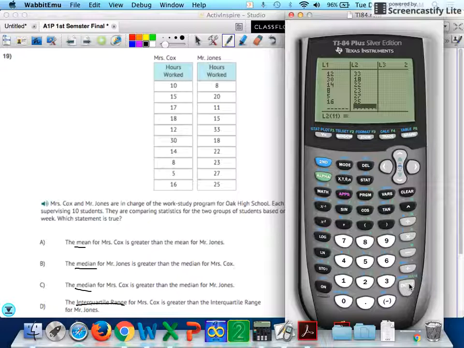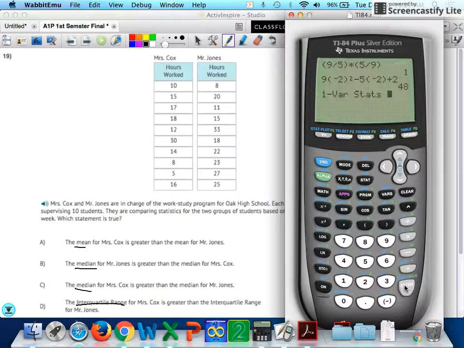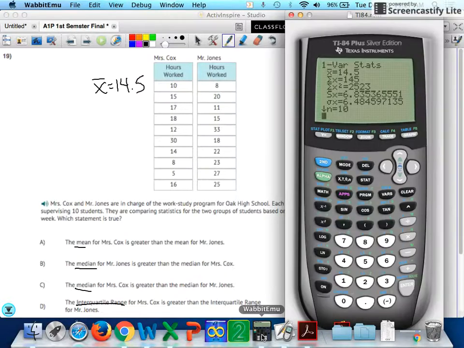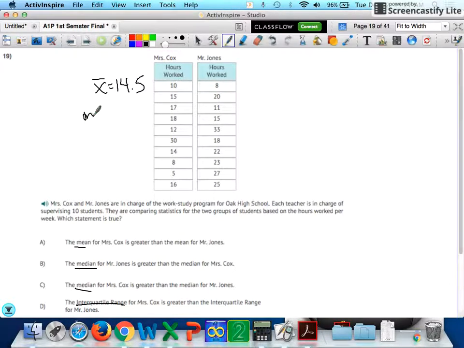Now with this problem, we want to compare their means, medians, IQRs, all that stuff. So stat, calculate, and I want to calculate the one variable statistics for this first one. My mean is 14.5. Well, I also probably need to go ahead and grab my median while I'm here, 14.5. That means this is actually symmetric data, interestingly enough.